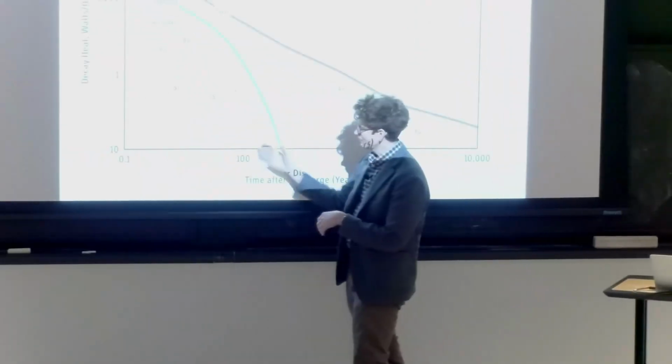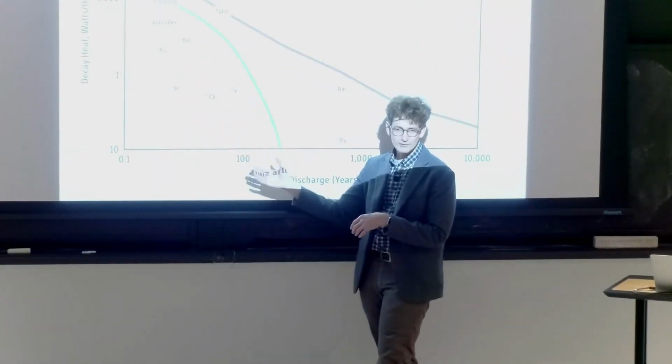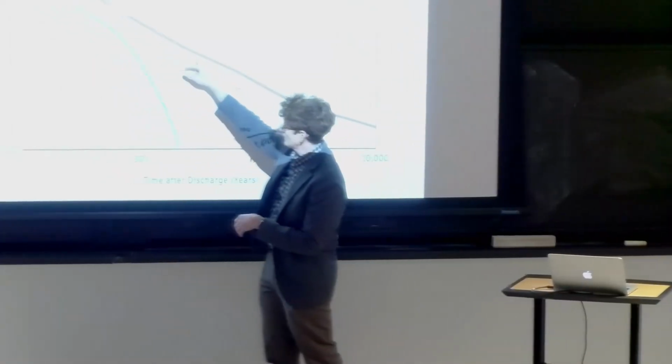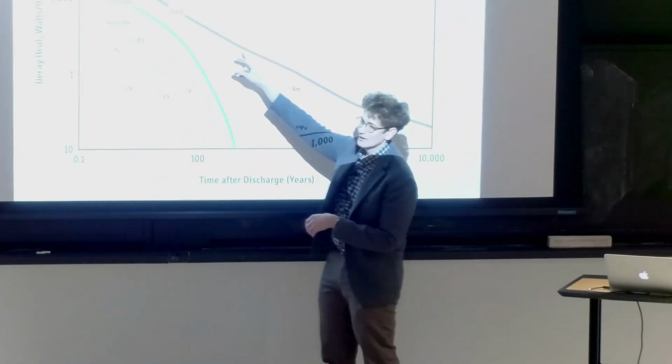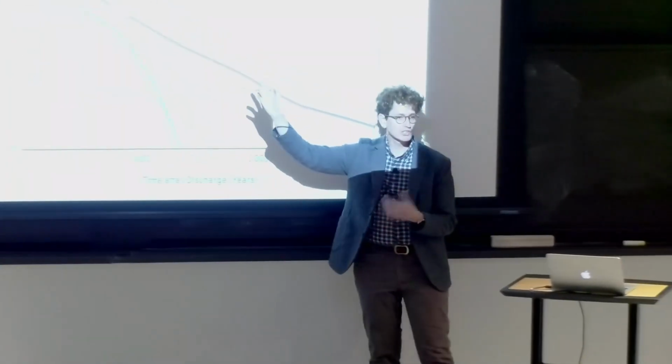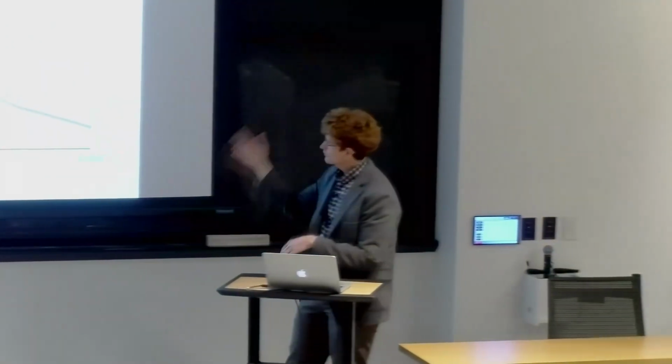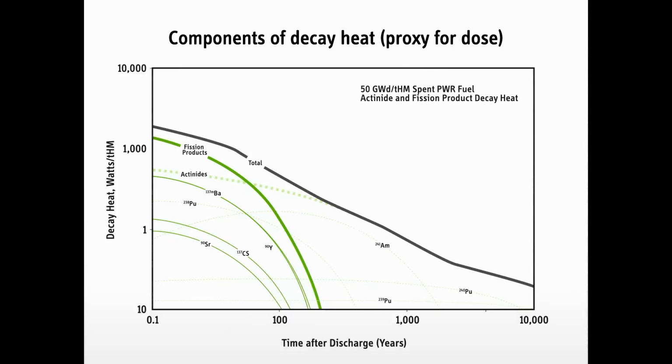And they decay away on timescales of hundreds of years. But in the first 100 years, this is what really dominates. Then in the long run, the actinides begin to dominate after several hundred years. These are the uranium and plutonium and curium and cerium and all the rest of it, right? So you just bear this in mind, how this operates.